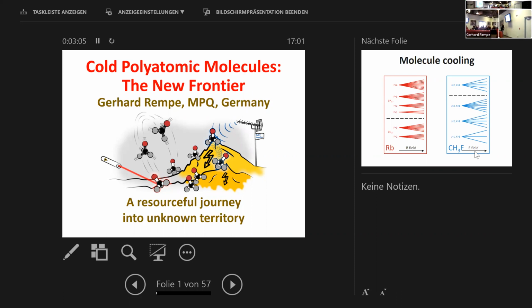So this is part 2 of our rather long journey of unknown territory, polyatomic molecules. You have seen the title yesterday, and only one word has changed. Yesterday we had slow polyatomic molecules. Now we will talk about how to cool polyatomic molecules. And I said yesterday, slowing or slow refers to the velocity. When velocities are fast, about a meter per second or whatever, then they're not slow.